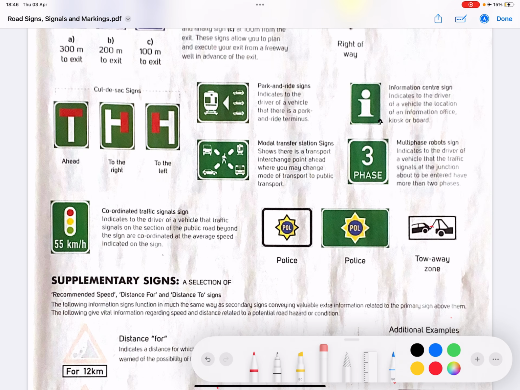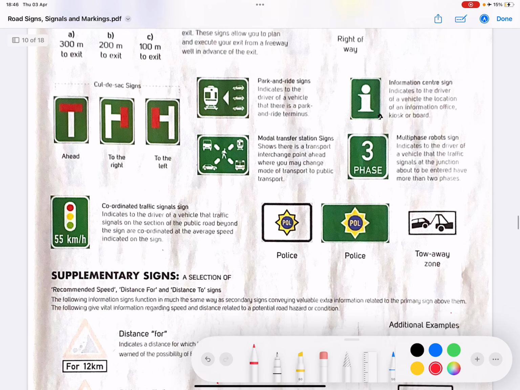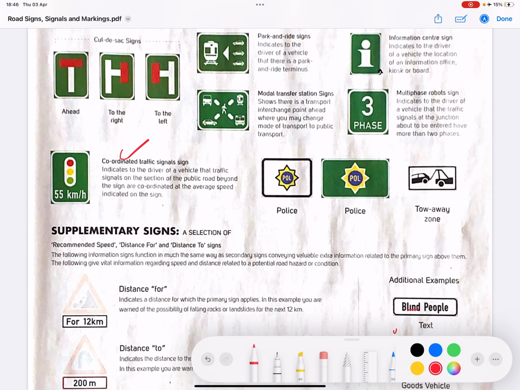But they wouldn't normally ask you these signs, okay? But what you must know about this sign, the coordinated traffic sign, then it's written 55 kilometers per hour. It tells you that the traffic signals that you are approaching, okay, that you are approaching are synchronized to display the same signal, okay? So if you are driving at 55 kilometers per hour, so now, look, there's a traffic sign. I mean, there's a robot.